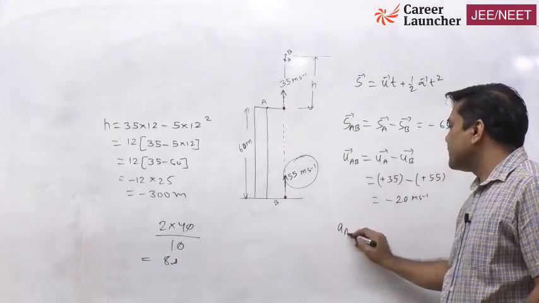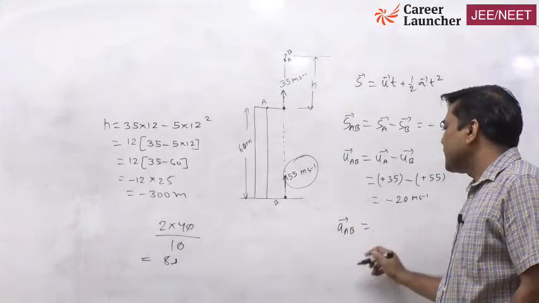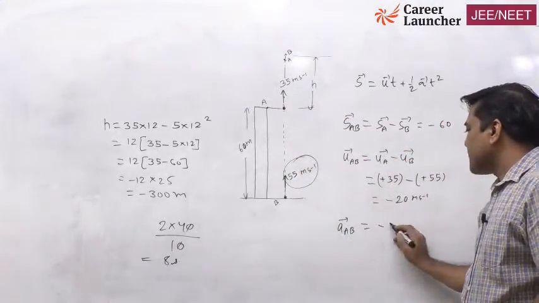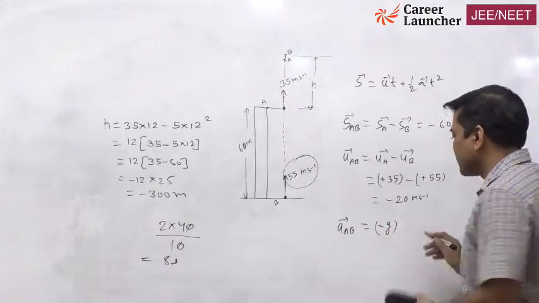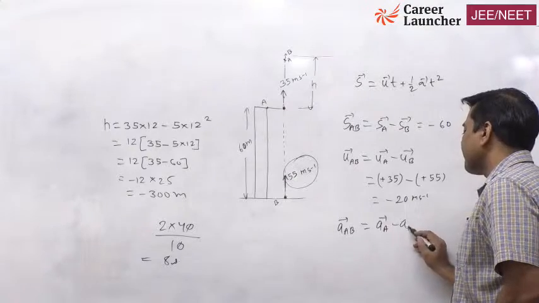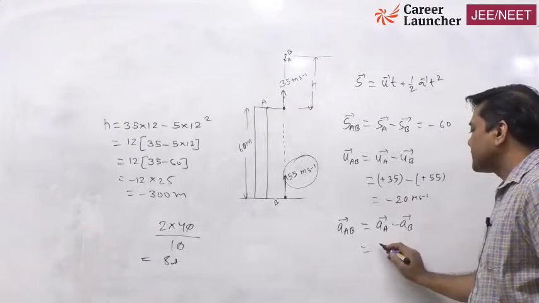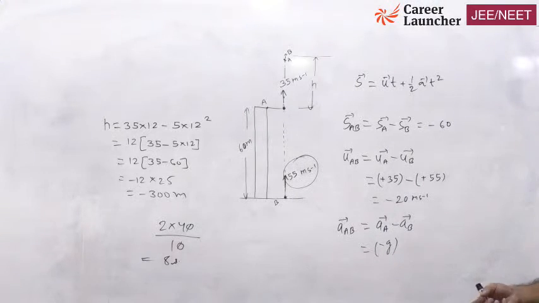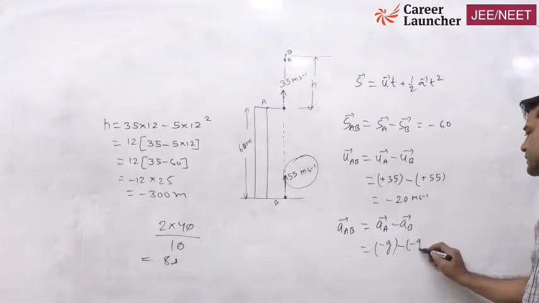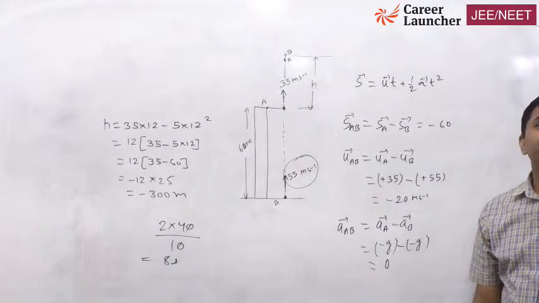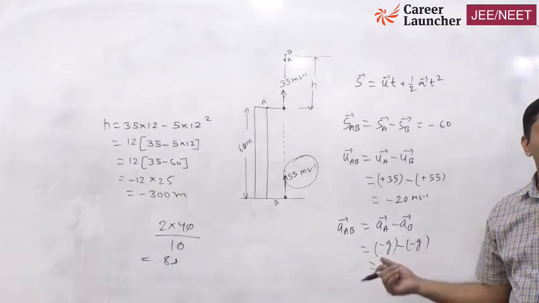Now A_AB, acceleration of A with respect to B. Acceleration of stone A is minus g, so you can write AA minus AB. AA is minus g. Why minus g? Because gravity is always negative, whether it is stone A or B. Minus of minus g, both cancel out. So relative acceleration is always 0 in free fall motion. You can have a look how.